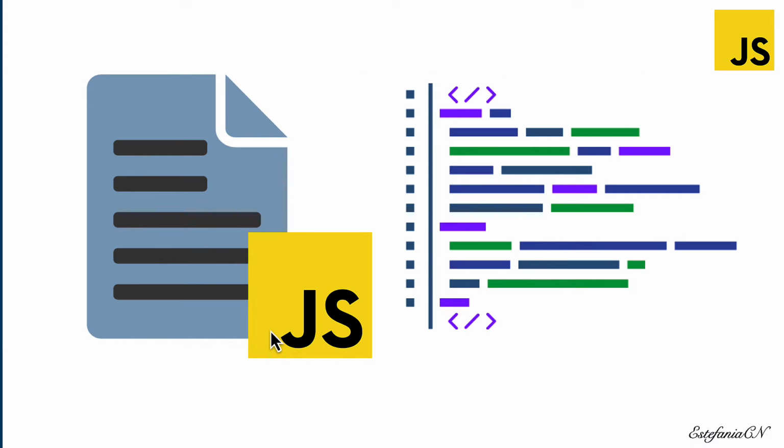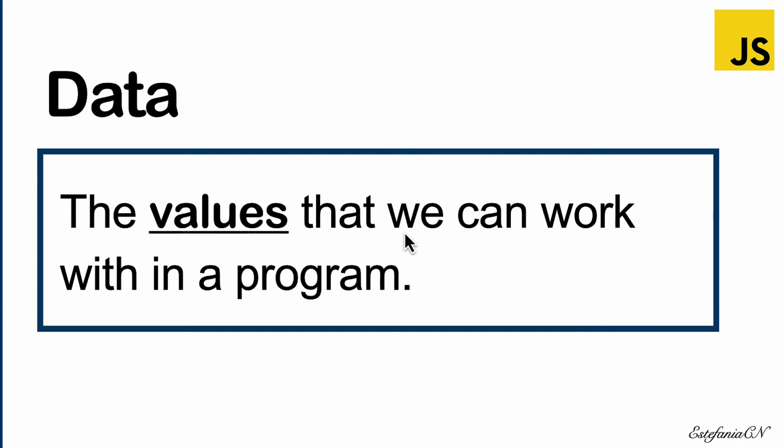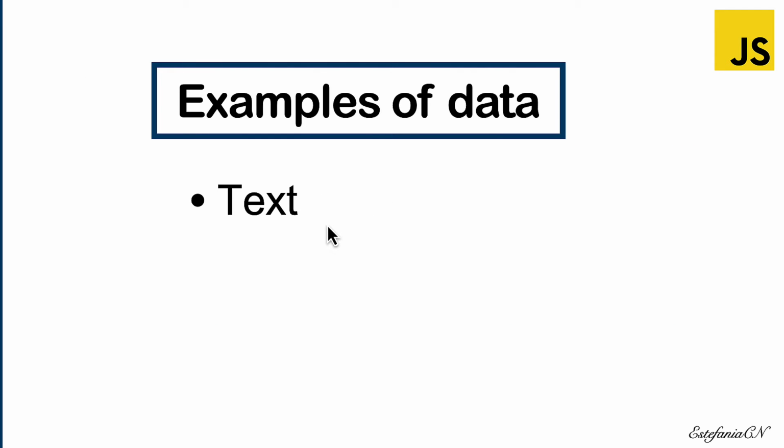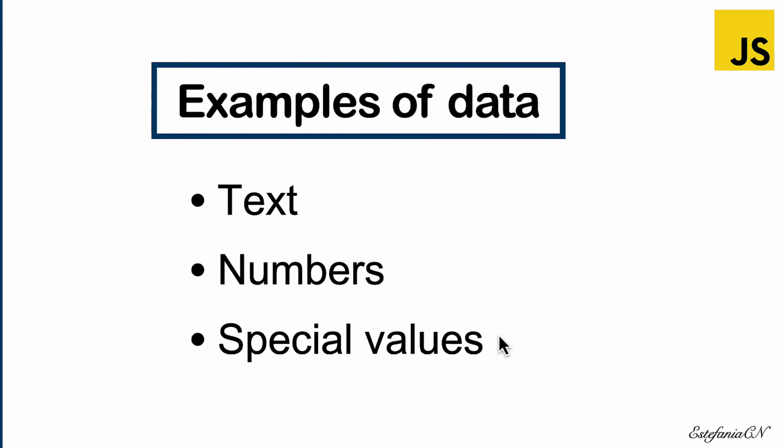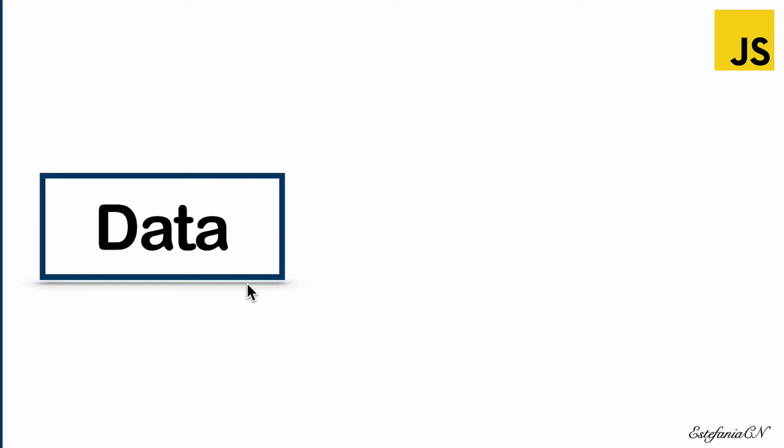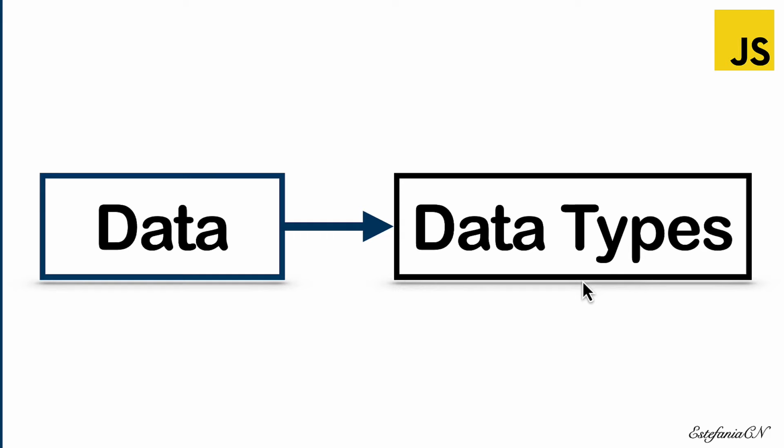When you write a JavaScript program, you will write a sequence of instructions, but these lines of code will have to work with even smaller units of information. This is what we call data. The data are the values that we can work with in a program. Some examples of data include text, numbers, and other special values that will be helpful to implement more complex logic and create more powerful programs. But every piece of data has a particular data type associated to it. So these two concepts are very closely related, data and data types.